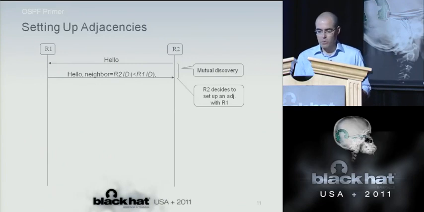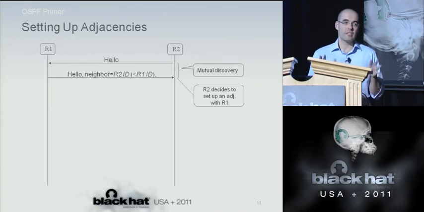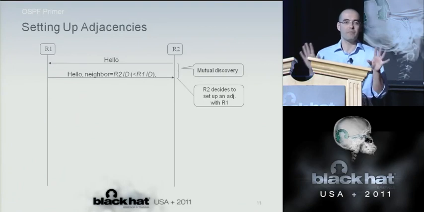Now, once R2 sees this hello, let's assume that he decides to set up an adjacency, for example, if R2 is the designated router. As I said, the purpose of setting up an adjacency is to make sure that the LSA DBs of both routers are exactly the same. They are identical.